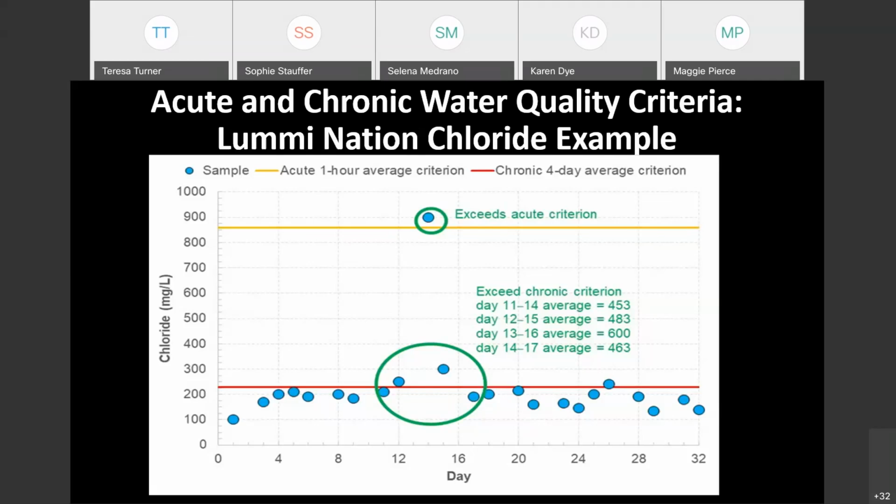And I just want to point out that in this particular example, there are really frequent data, and that's great. That's probably not going to be a situation that most of us are in. So a lot of times you're probably going to be using the same data point without doing anything to it, without doing any averages or anything, to compare against both the acute and chronic criterion, and that's okay.